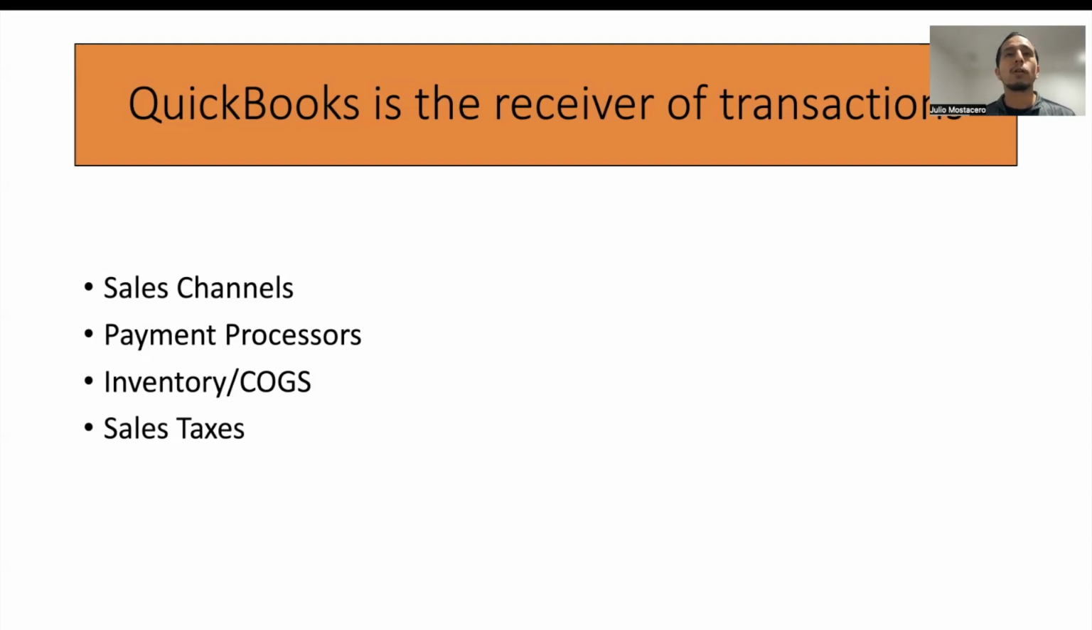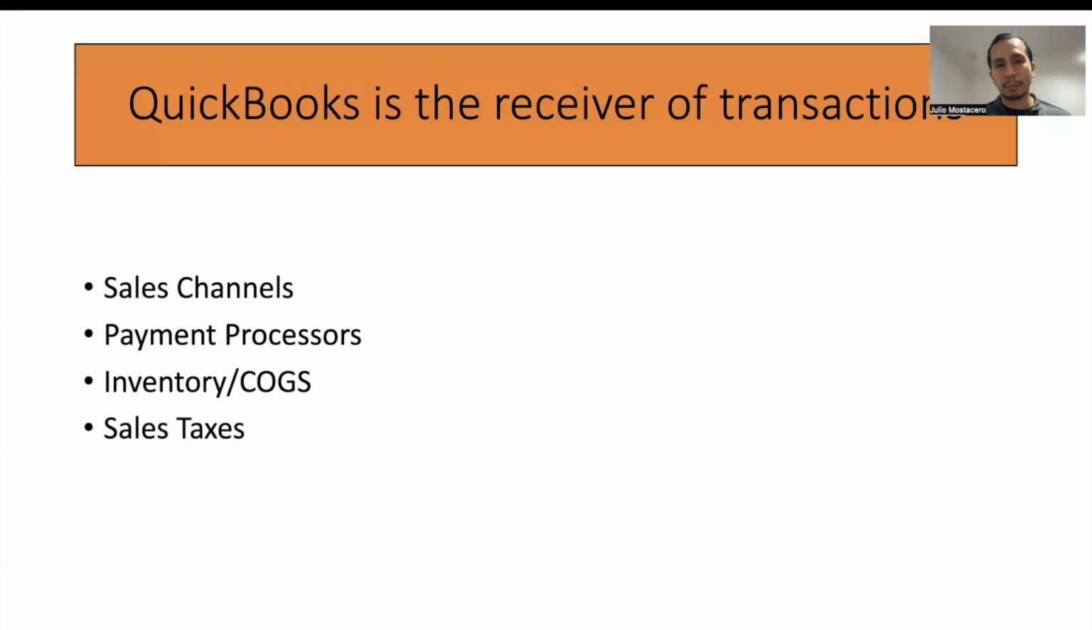Because we have to bring in data from sales channels, from payment processors, inventory, cost of goods, and sales taxes, it's essential to keep in mind that we want summarized transactions. We want QuickBooks to have the data it needs. We don't want extra data in QuickBooks. All right. So just keep that in mind, that everything comes to QuickBooks, and that's how we prepare the books. That's how we reconcile the books and organize the books. But we don't want just a bunch of data that we don't need in QuickBooks, right?